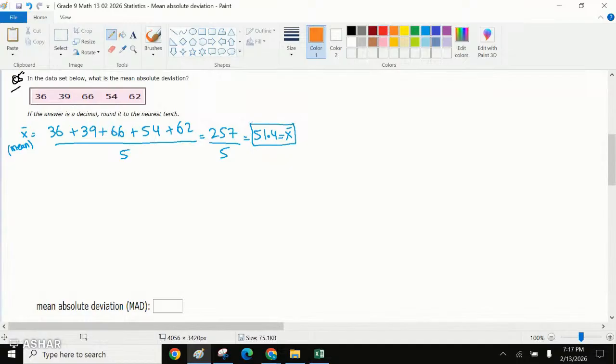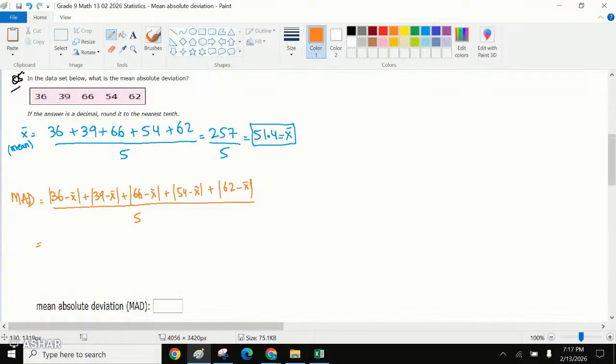Once we have the mean, we can find the mean absolute deviation. That means each number would subtract the mean with a modulus. That means the answer would still always stay positive. Plus 54 minus mean and 62 minus mean, divided by 5.